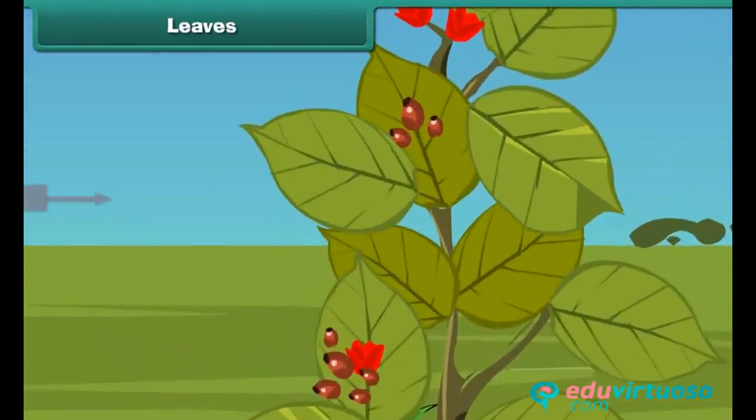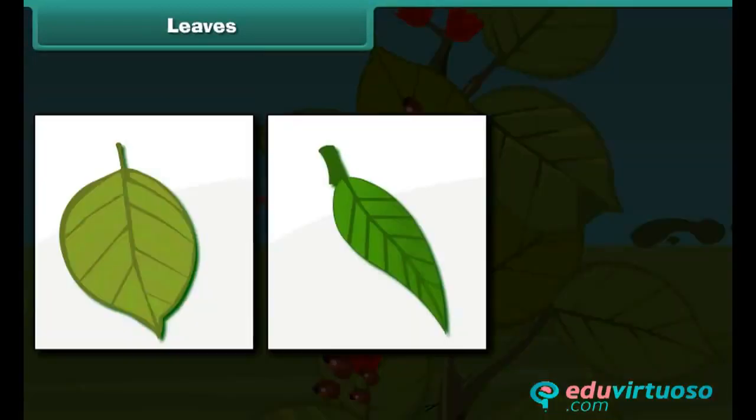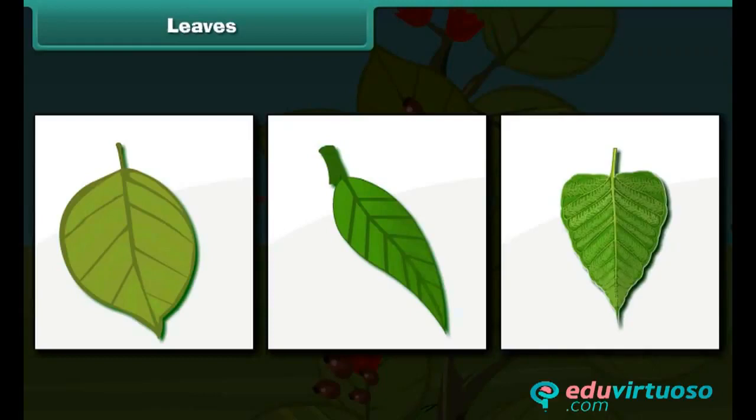Next part of the plant is leaf. It is the green part of the plant that is borne on the stem. They are of different shapes. Some are round, some are long, and some are triangular. The edge of a leaf is known as margin, and their margins are also different, like their shapes. Some of them have straight margins, while some have uneven margins.